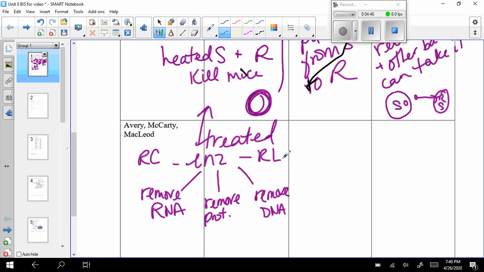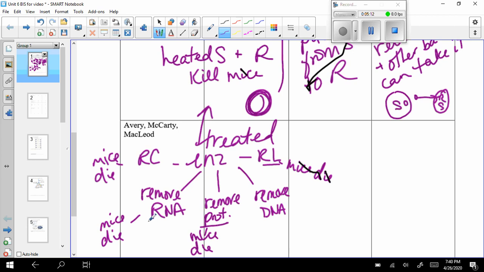When you do it, in this one the mice still die, in this one the mice still die, and in this one the mice still die. I know the transforming principle is still there if you take out the lipids, and it's still there if you take out the proteins, and it's still there if you take out the RNA, and it's still there if you take out the carbs.